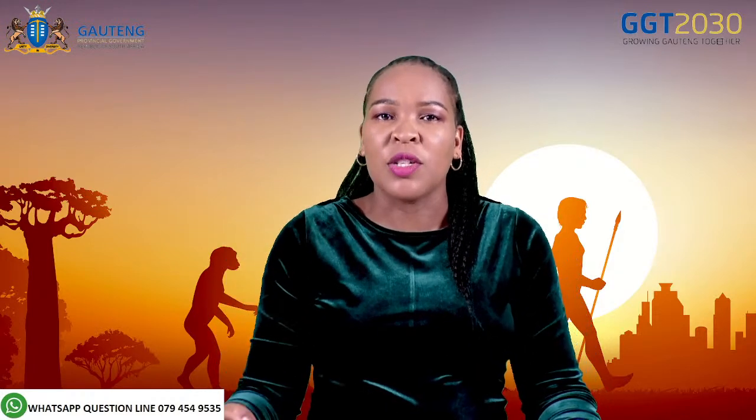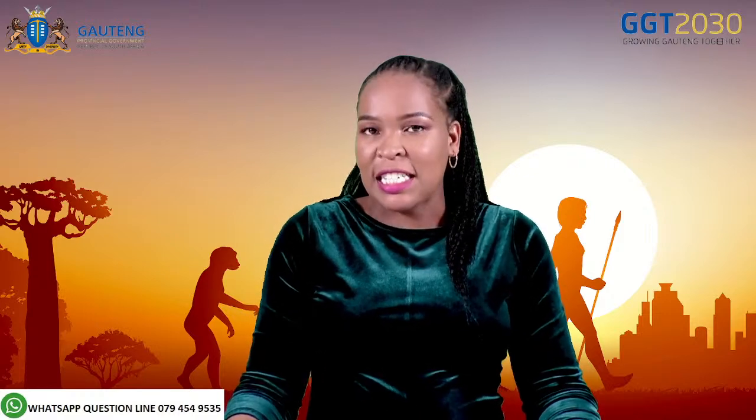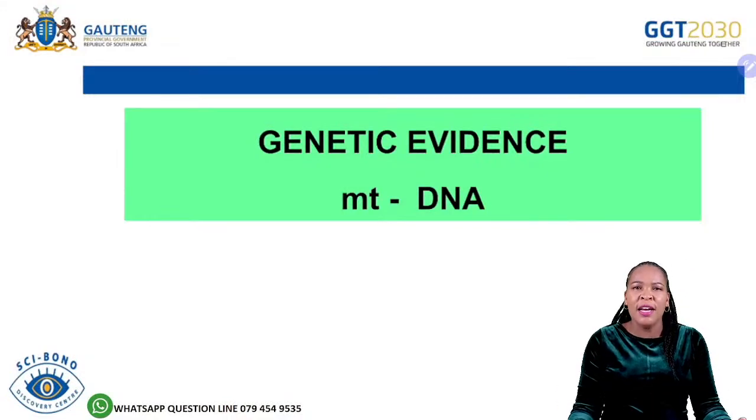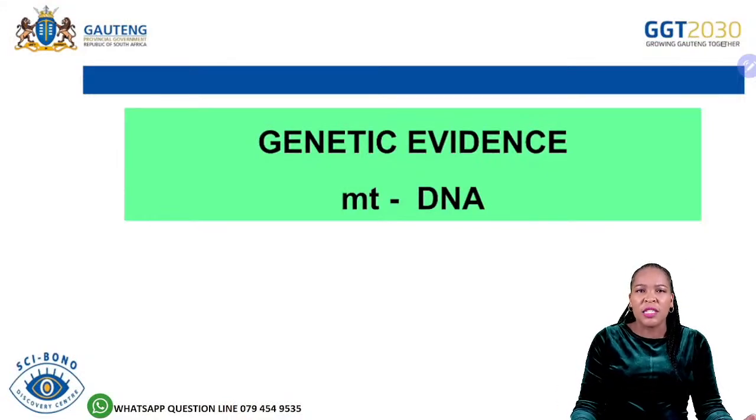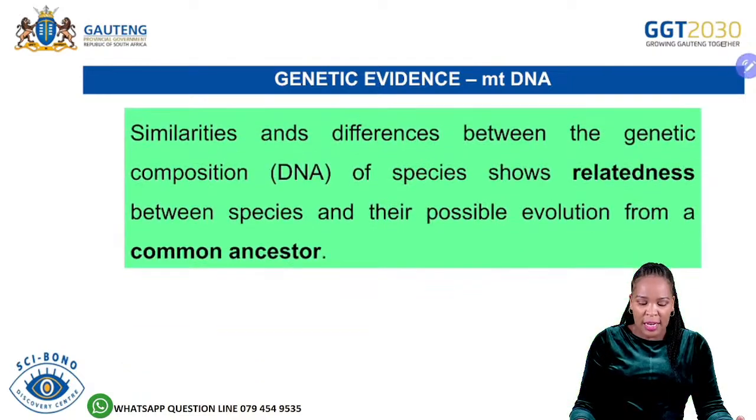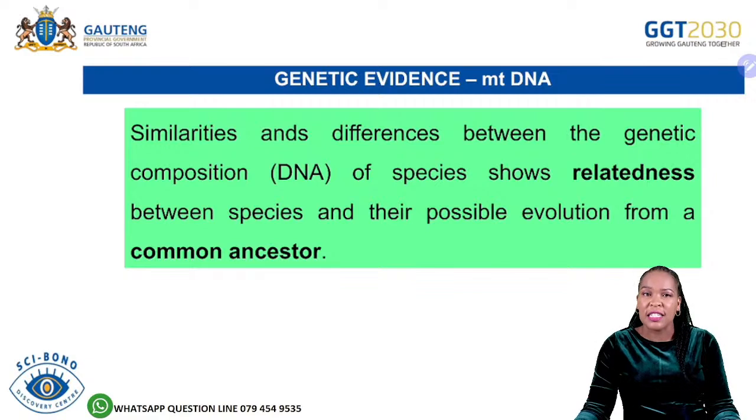But we are now going to look at another part of evidence that was used to support the theory of evolution, which is genetic evidence or the mitochondrial DNA. So what did the scientists use to support the theory of evolution in terms of genetic evidence? So we're going to look at that. So what does genetic evidence mean? What do we look at when we look at genetic evidence?